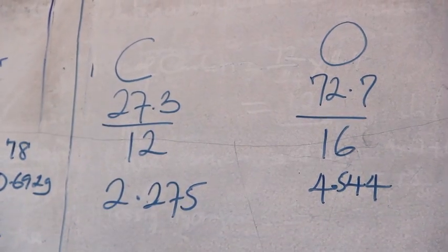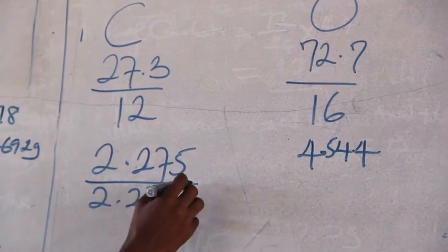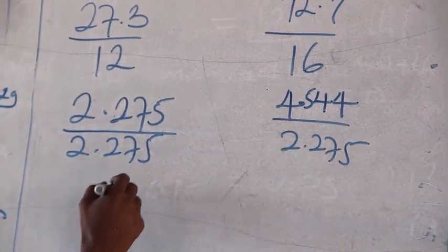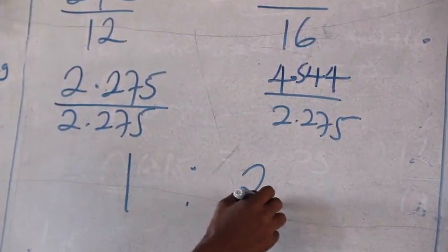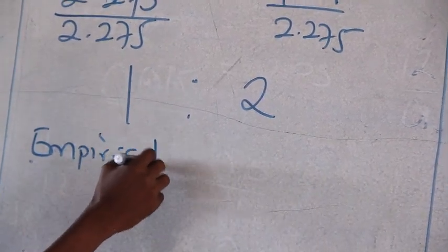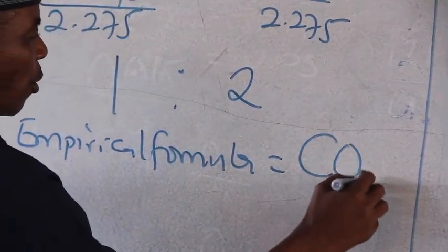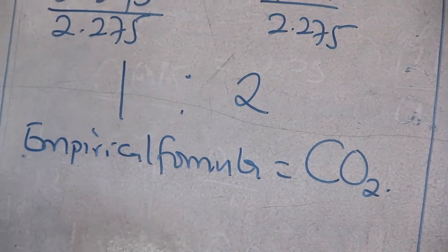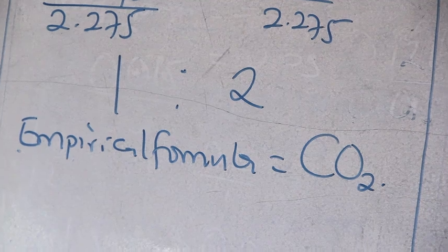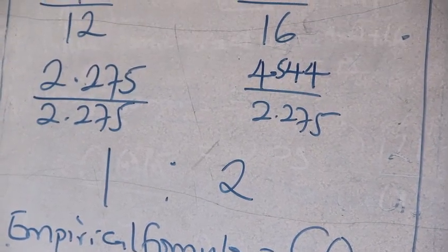Now divide by the smaller number. This is 2.275 divided by 2.275, and 4.544 divided by 2.275. And what do you have? 1:2. Then the empirical formula will equal CO2. In order to determine the molecular formula, we need to know the relative molecular mass of the compound. And that is why you are given the further information here.